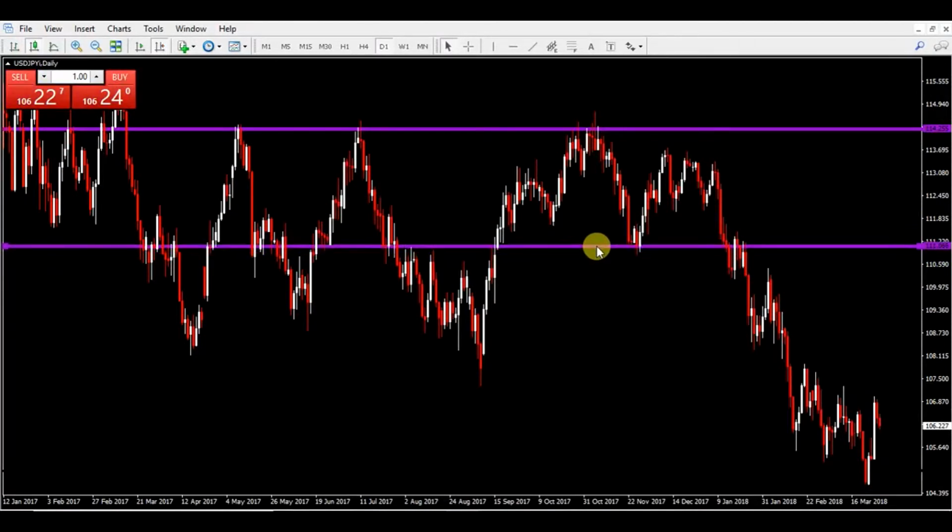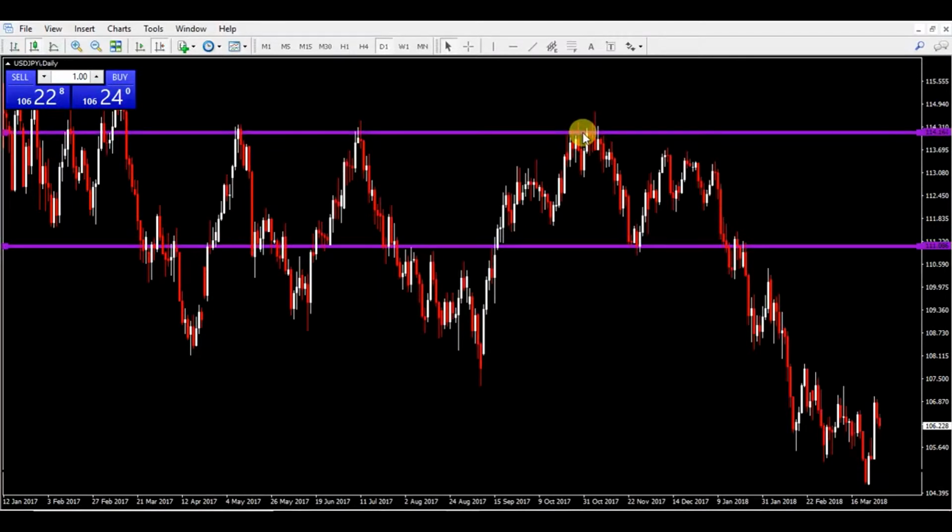All right, let's just take a look at what the distance is between them. About a good 300 pips. So let's measure out another 300 pips. This is something that I find very valid in finding support resistance zones.